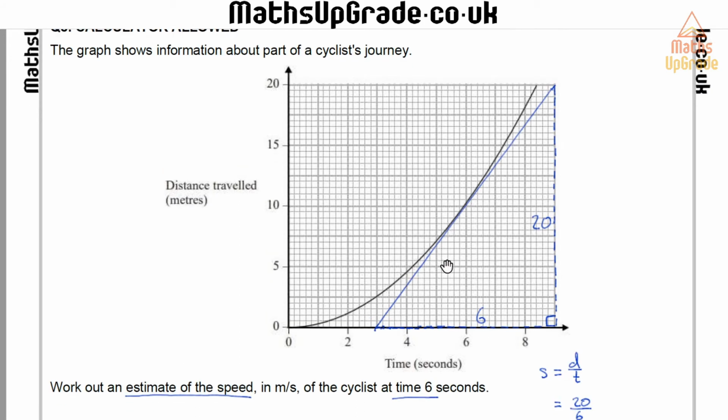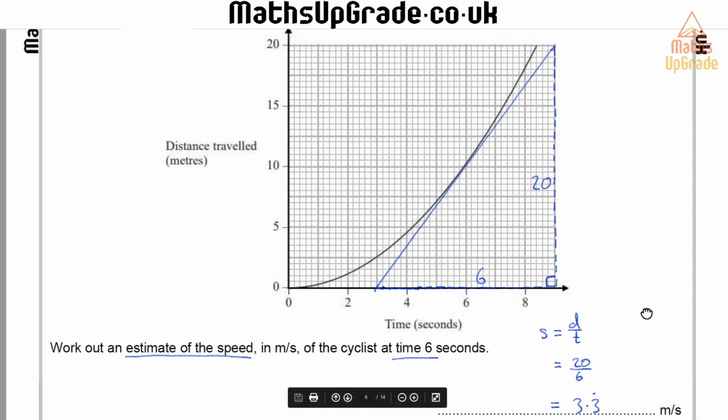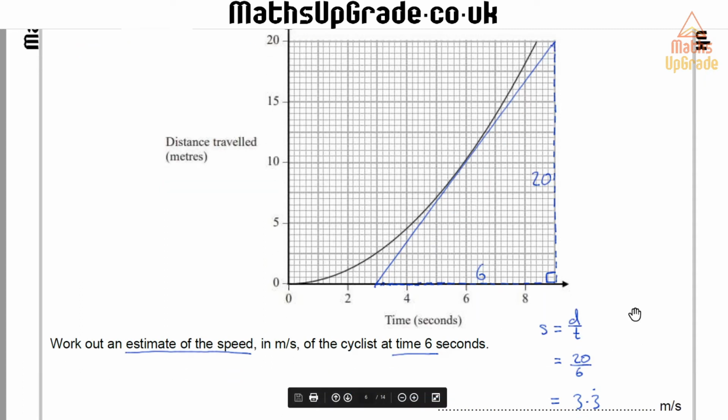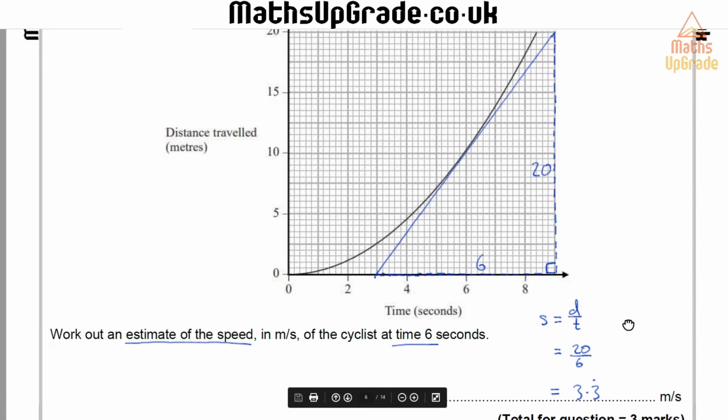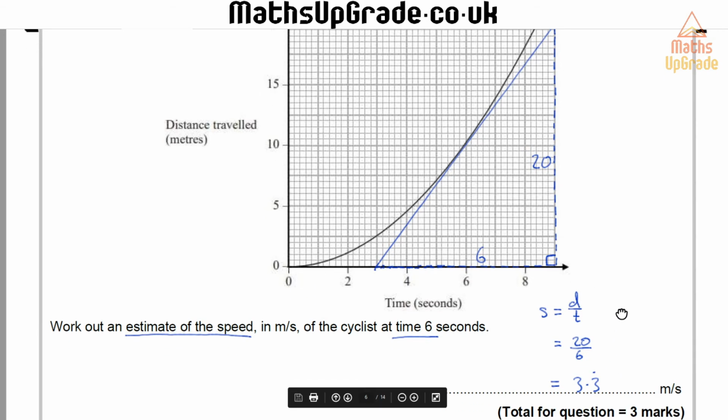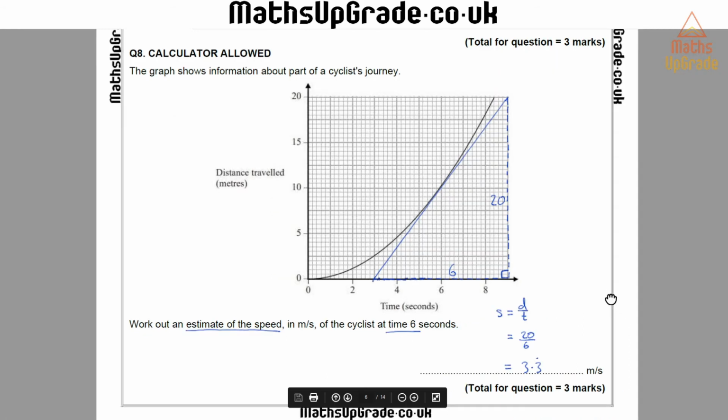So here you can see I'm drawing a tangent to the curve. It's a right angle triangle, so to find the gradient, quite simply do the height divided by the base. The height you can see is 20, it's the full height of that graph, and the base is 6. So y divided by x is 20 divided by 6, and that is 3.3. And it's meters per second, since I've done meters divided by seconds. 3.3 recurring, and that is 3 marks.